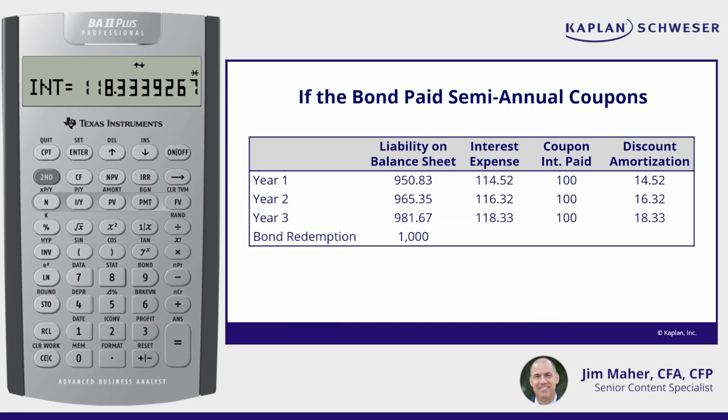All right, now let's take a look at our numbers that we saw a few pages ago when we looked at an annual coupon. There's our liability on the balance sheet each year, our bond redemption value. And once again, our interest expense is going to be two components, right? On our discount bond here, our coupon interest paid plus our discount amortization. And you can see there, we're getting to our interest expense each year.